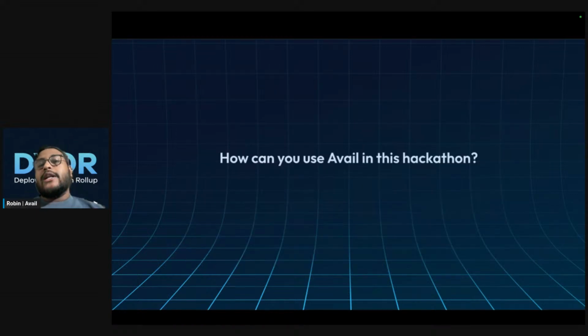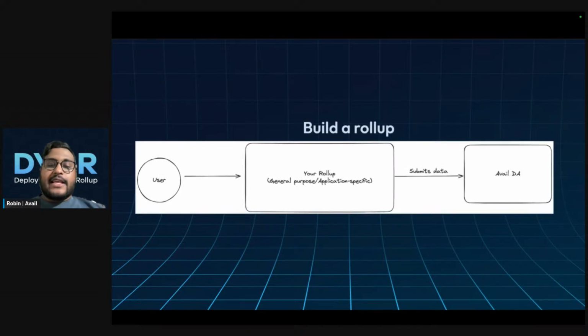But more importantly for you, from a hacker perspective, how can you use Avail in this hackathon, right? So the first thing, and the most optimized thing that we are built for, is building a rollup, right? So I don't know if my background can be seen. DYOR is not only do your own research, I'd like to call it deploy your own rollup. And nowadays, it's very easy to deploy a rollup. The harder part is to bootstrap an ecosystem around it. So actually, if you want to, you can deploy a rollup.